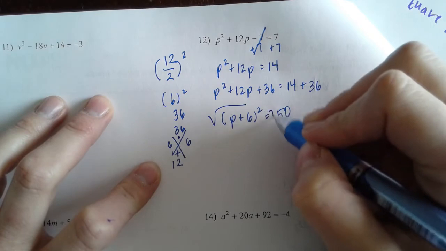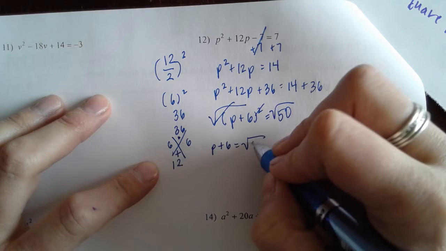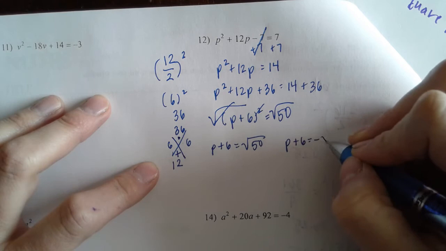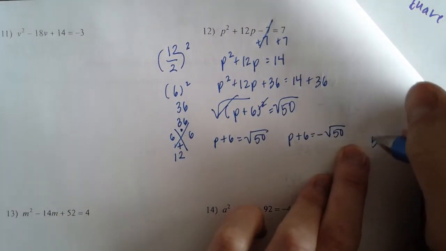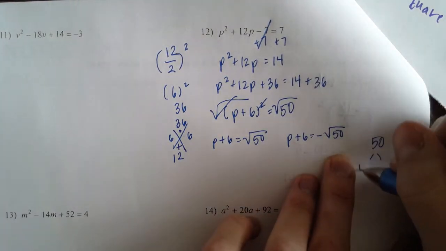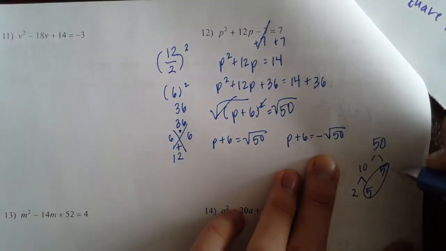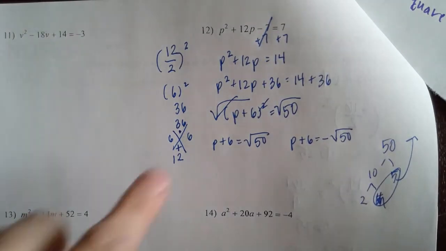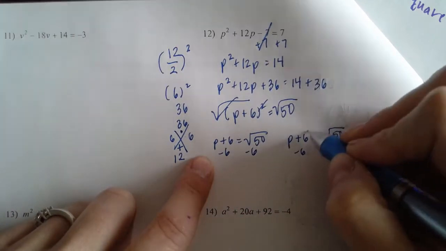Okay, now we square root, and this one's not as pretty, and that's okay. So we have p plus 6 equals the root of 50, and p plus 6 equals negative root 50. Okay, and now I'm going to factor tree my 50 and see if I can reduce. If you don't want to, just type it in the calculator. So 50 is 10 and 5, which is 2 and 5. I have a pair of 5s, so one 5 goes out, the other goes away, and I'm left with a root 2. So I will have to subtract 6 on each side of this equation.